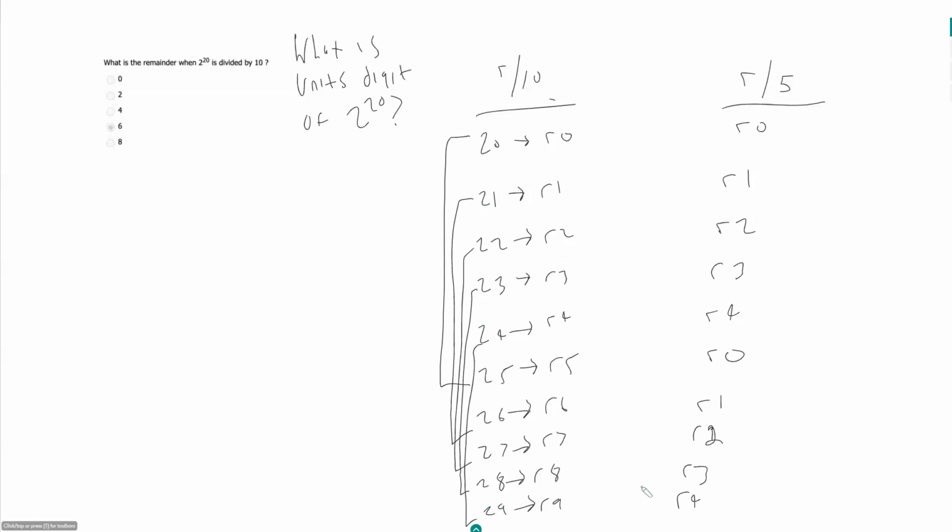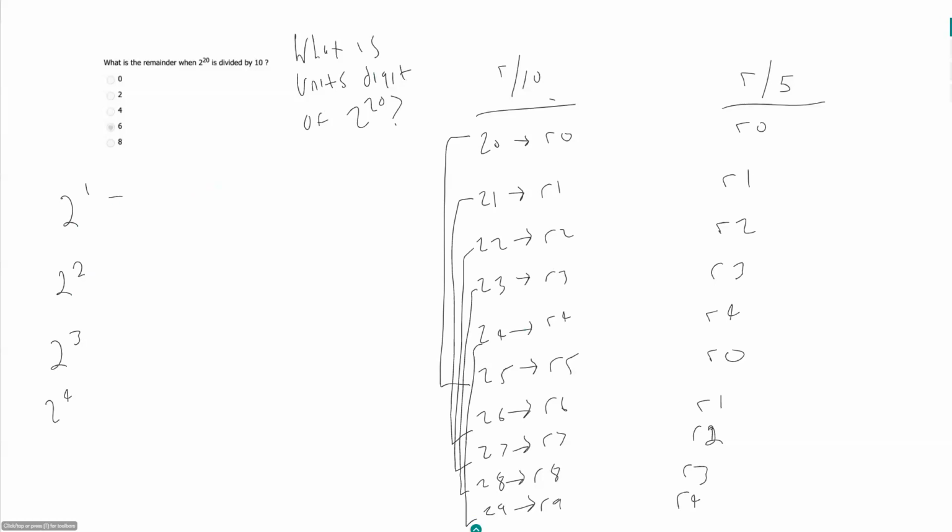Anyway, these are useful to know. The 10 one you should certainly memorize. The 5s, you should at least be able to derive quickly if you ever have to. So here, what is the remainder when 2 to the 20th is divided by 10? That is saying what is the units digit of 2 to the 20th. So let's just find the units digit. And to do that, you just need to find the pattern.